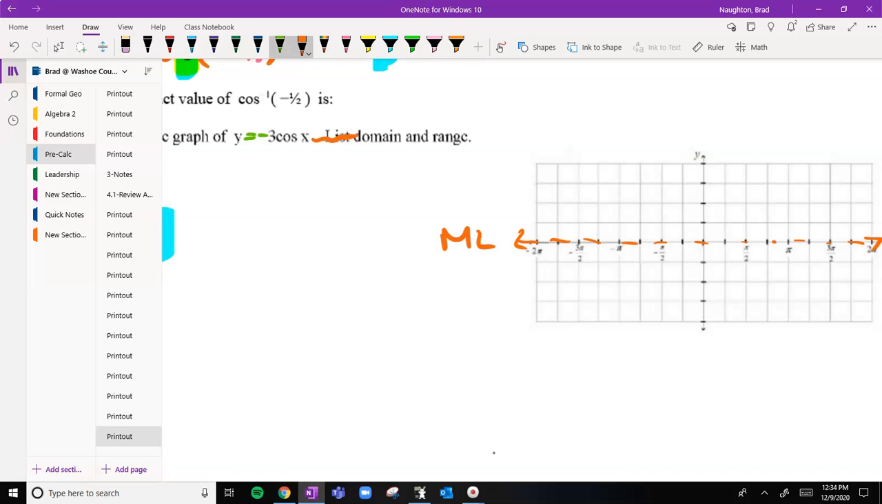Next thing I'm going to look for is my phase shift, which is inside my parentheses. It's got none, so that's good. It means it's going to start right on my y-axis here. And then we're going to say, okay, this is a -3, so this is my amplitude. So it will start on either a max or a min, but because it's negative, we're going to start on a min. So I'm going to put my min right there. And then I'm going to go and do my critical points.